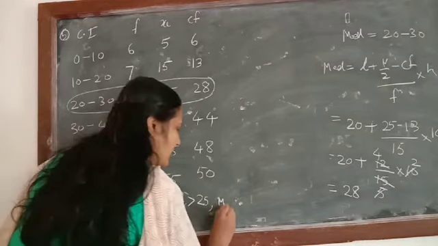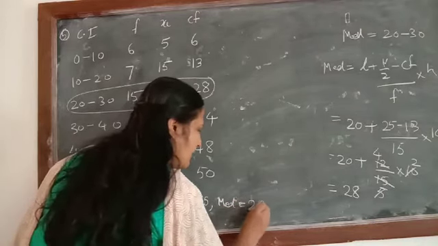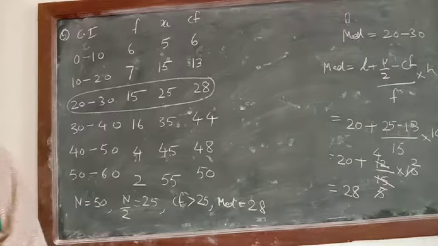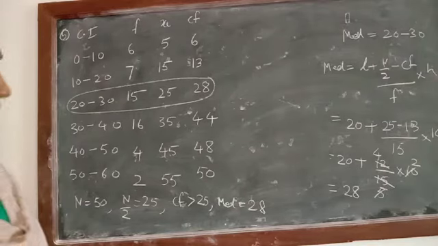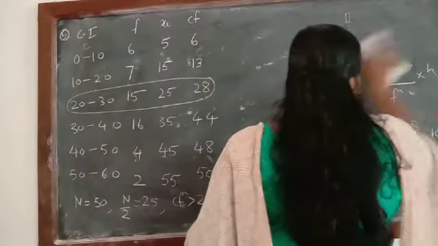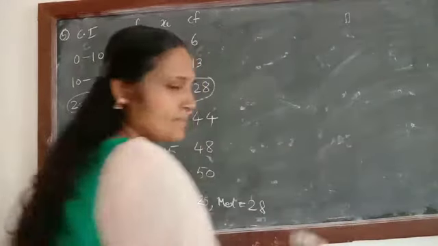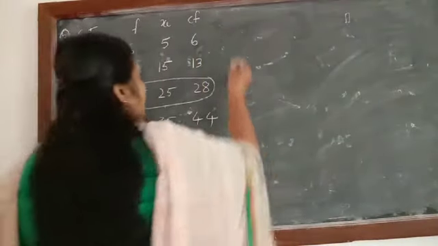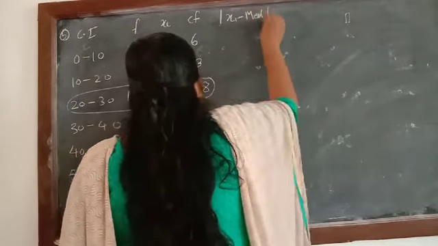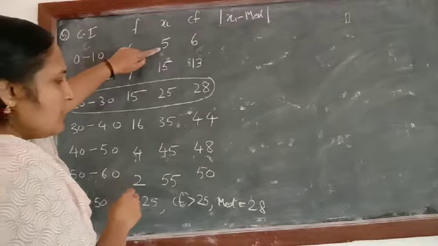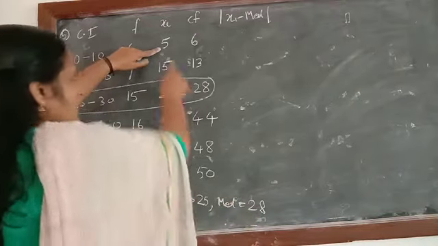Clear how to calculate the median? And just write in here. Okay. Median is equal to 28. Now what we need? Yes, again we need the subtraction now. Just write down. The next is modulus of xi minus median. Xi we wrote here only. Okay. So xi minus median.